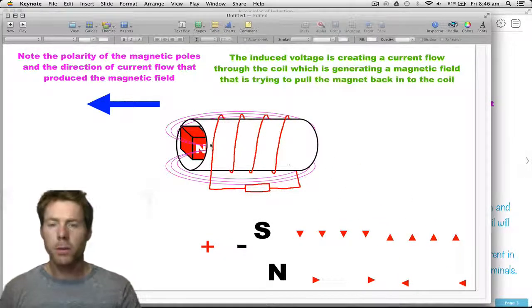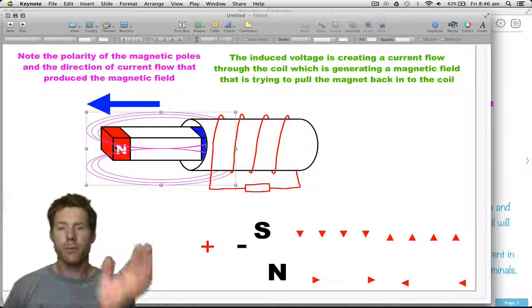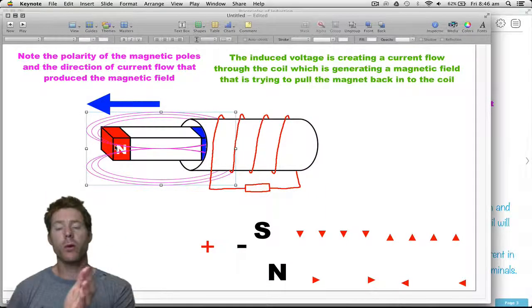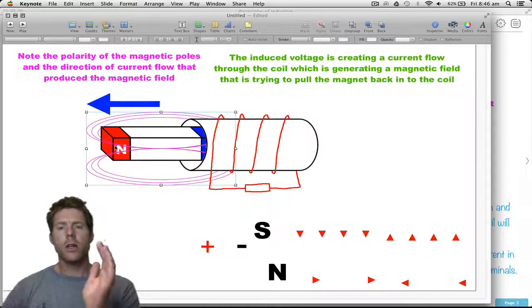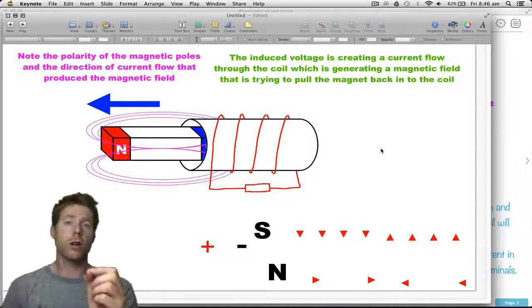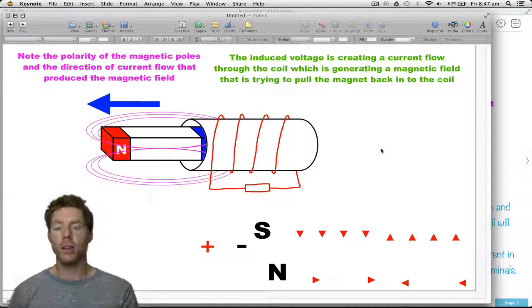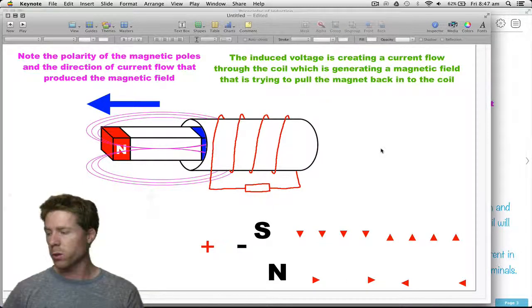Okay, same sort of thing. So we grab onto this. We're moving it. North pole coming out first, south pole coming out last. So we're going from right to left. That is going to cut through the wires with the magnetic lines of flux, which is going to induce a voltage, which is going to produce current flow in the circuit, and that current flow produces a magnetic field of its own in that coil.